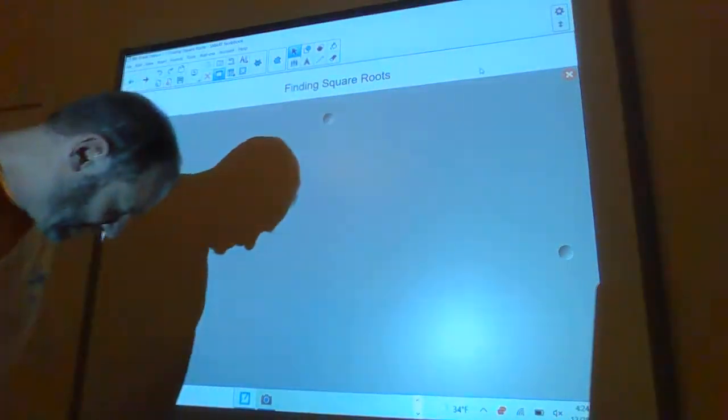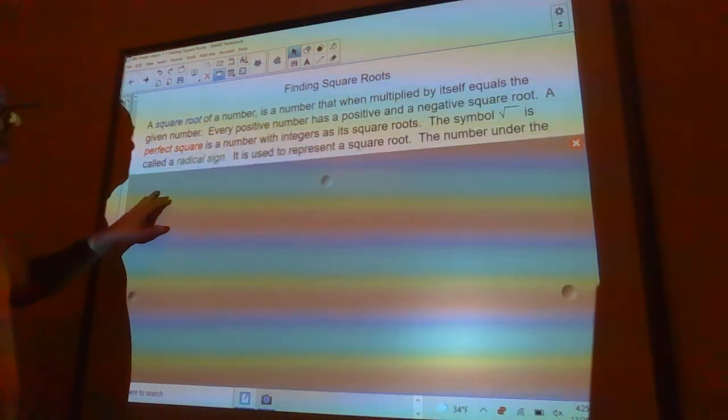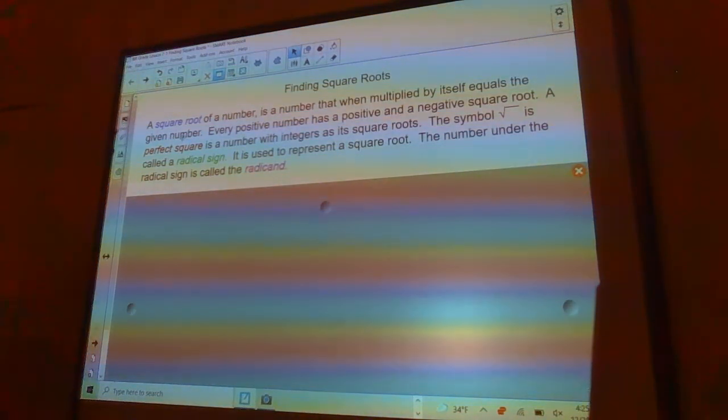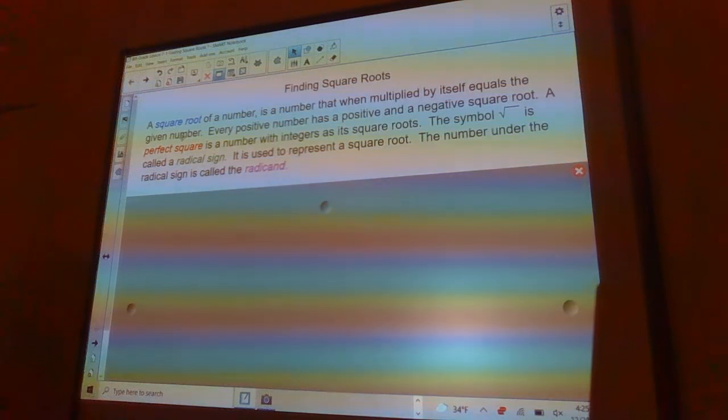Hello everybody, today we're going to talk about finding square roots. So a square root of a number is a number that when multiplied by itself equals the given number. Every positive number has a positive and negative square root. A perfect square is a number with integers as its square roots.